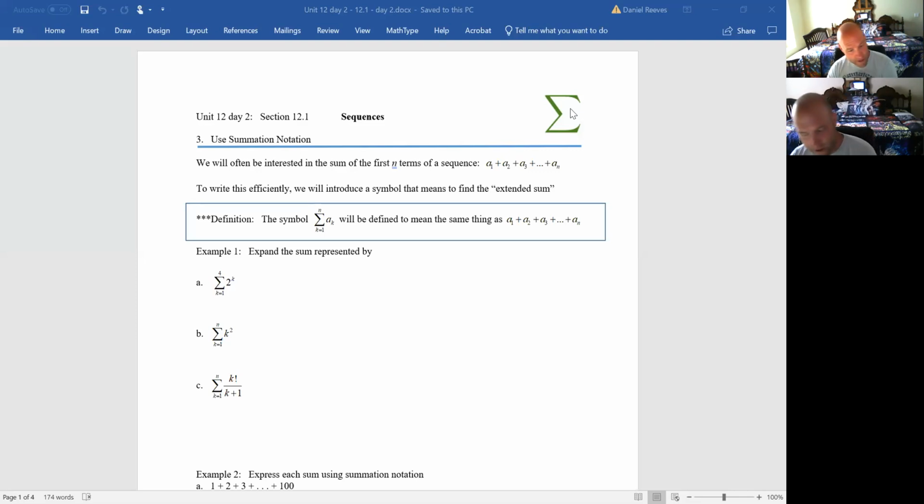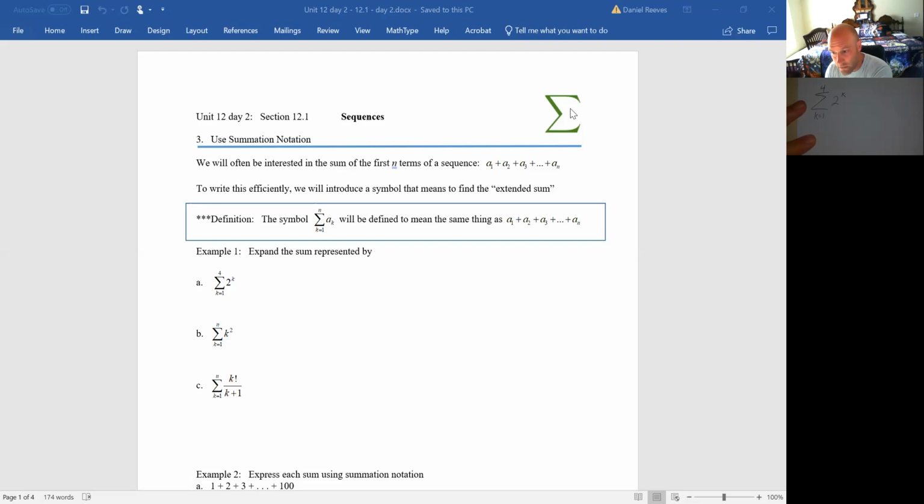As a way of showing you what that means, I'm just going to jump into that first example, which reads the sum, that's how I read it, from k equals 1 to 4 of 2 to the k. So we are summing up all things which look like this when k equals 1, 2, 3, and our last one is when k equals 4.